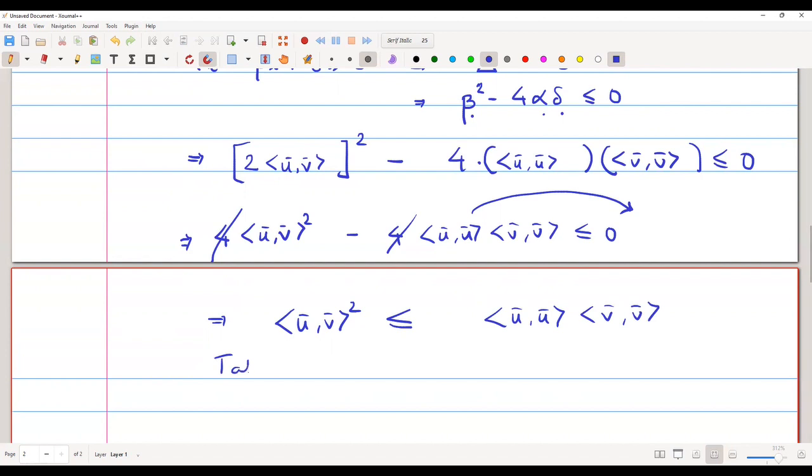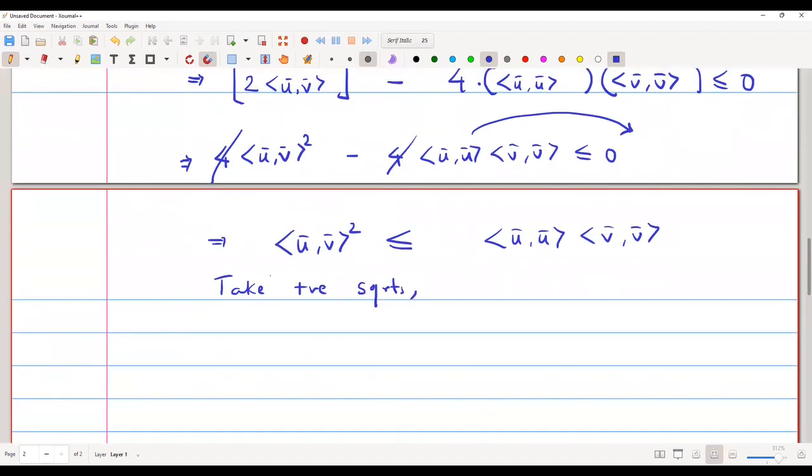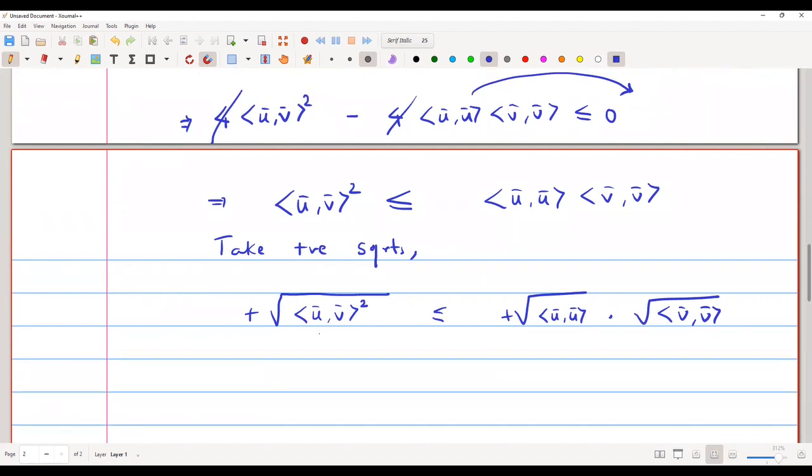And so I take the positive square roots. What will I get if I take the positive square root of this term? The positive square root of inner product u bar is less than or equal to the positive square root of inner product u bar into the positive square root of inner product v bar. And this is the square here. When I take the positive square root of this quantity, it becomes mod of inner product u bar is less than or equal to square root of inner product u bar, which is norm u bar square, which I mentioned above. Inner product v bar is norm v bar square. So let me write the norm v bar square.